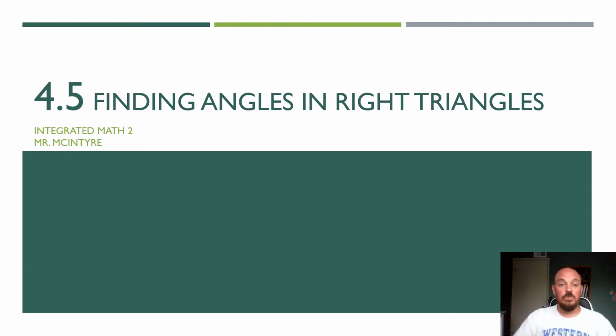All right, so we're at part 3 on 4.5. This was a long section for us, but it's an important one. Trigonometry is a very important topic for us. The last missing piece, though, is to be able to find angles in right triangles.